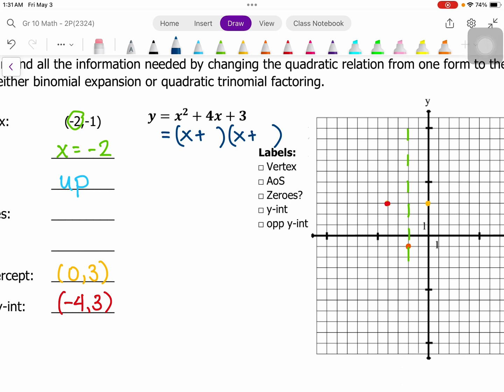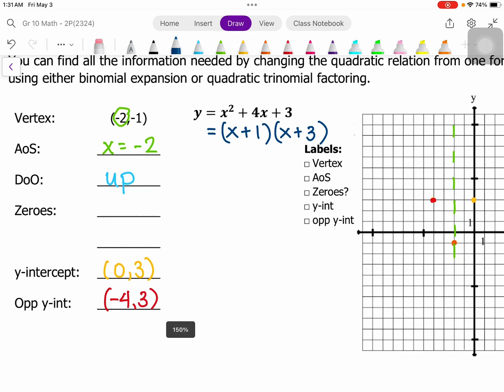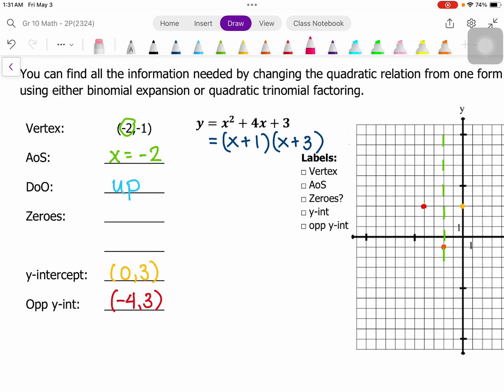Now the only numbers that multiply to 3 are 1 and 3, and 1 plus 3 equals 4. So those are the two numbers. So there is our trinomial factored into two binomials. And that now helps us find our zeros.